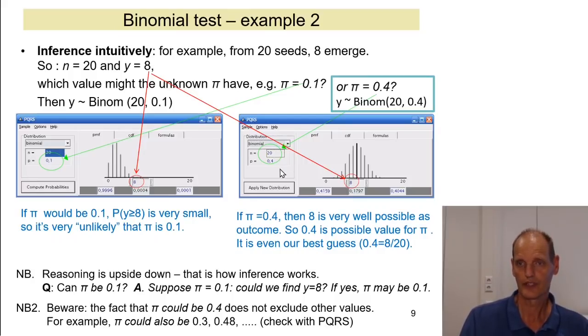Secondly, we used here the example of pi as 0.4. We found that pi may be 0.4, but that does not exclude other values. If we would try this for pi as 0.3 or 0.48, we would also conclude that 8 is a possible outcome. So 0.3 and 0.48 are also possible values for pi. So it's good to be aware that the fact that pi can be 0.4 does not mean that it is 0.4.